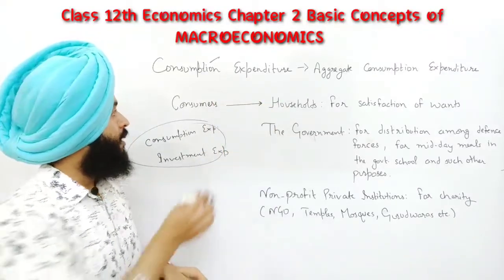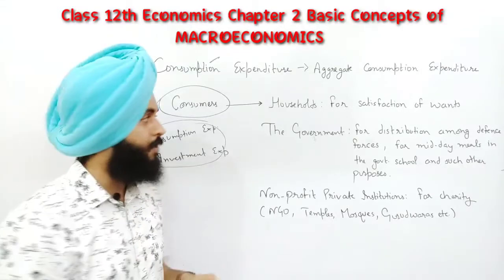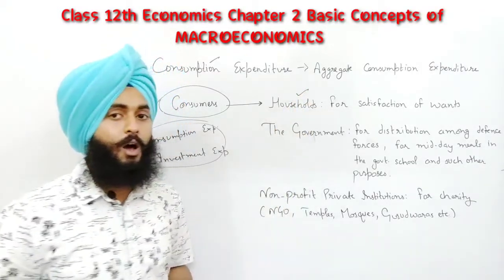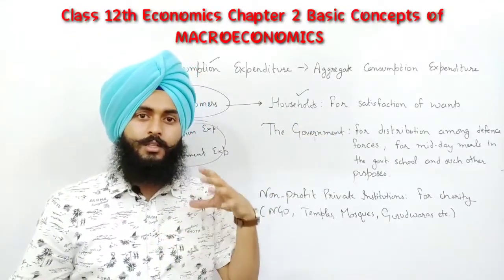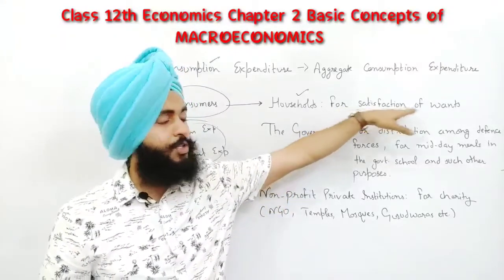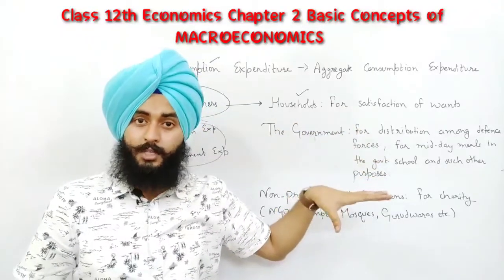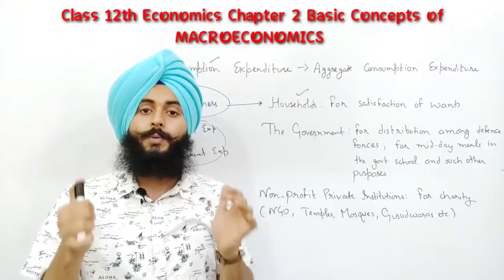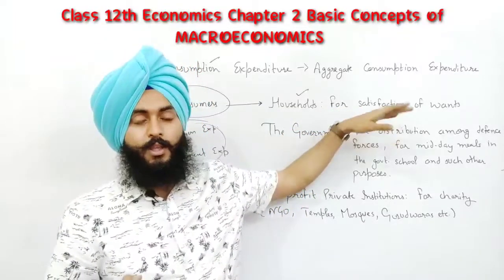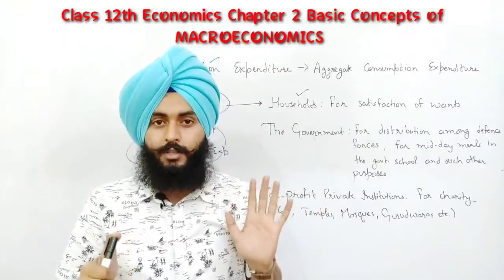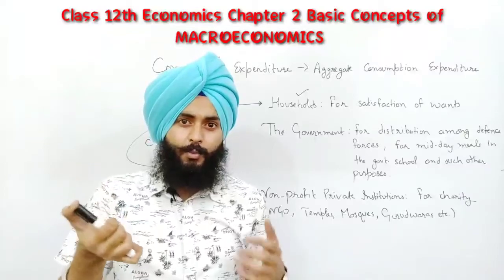On this basis, we are going to divide this term. Consumption expenditure has consumers who do the consumption expenditure. The first one, households. Who are the households? Actually, we are the households, the simple normal public. Households are the persons who purchase goods and consume them for their satisfaction of wants. That's it. Like I am using this marker for my satisfaction.